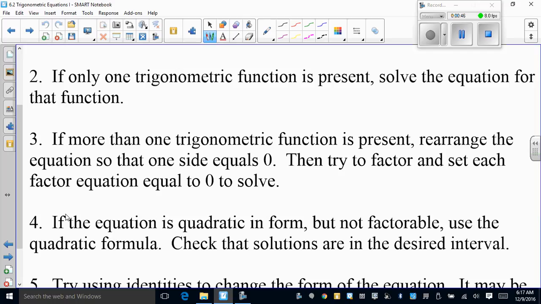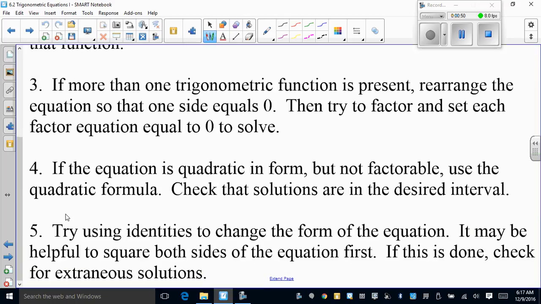Try using identities to change the form of the equation. It may be helpful to square both sides of the equation first. If this is done, check for extraneous solutions. Anyway, these are solutions that you get but won't work.